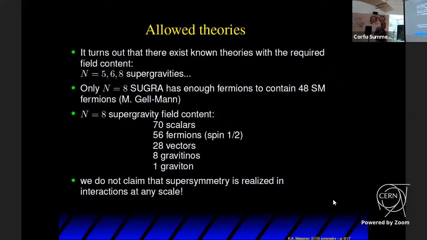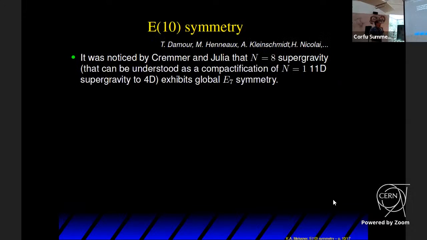If we break supersymmetry fully, that means that 8 fermions would go as the massive, third component of the gravitino. We are left with 48 degrees of freedom. And that is what Gell-Mann noticed. Murray Gell-Mann recently passed away.